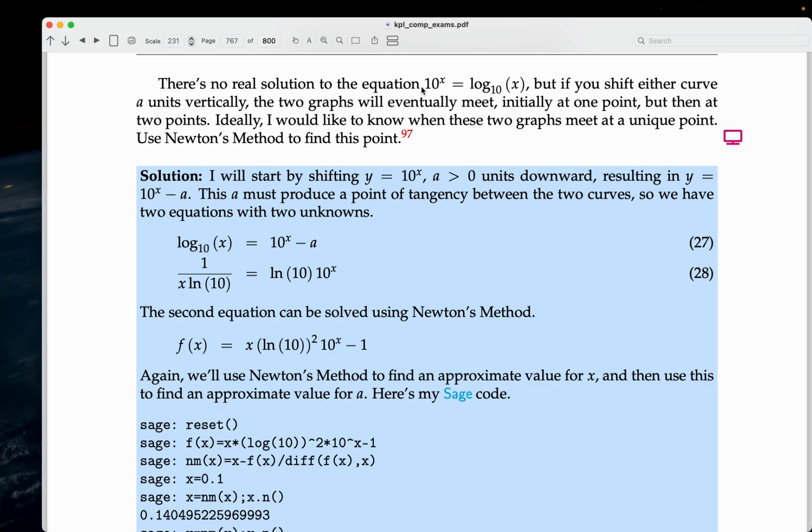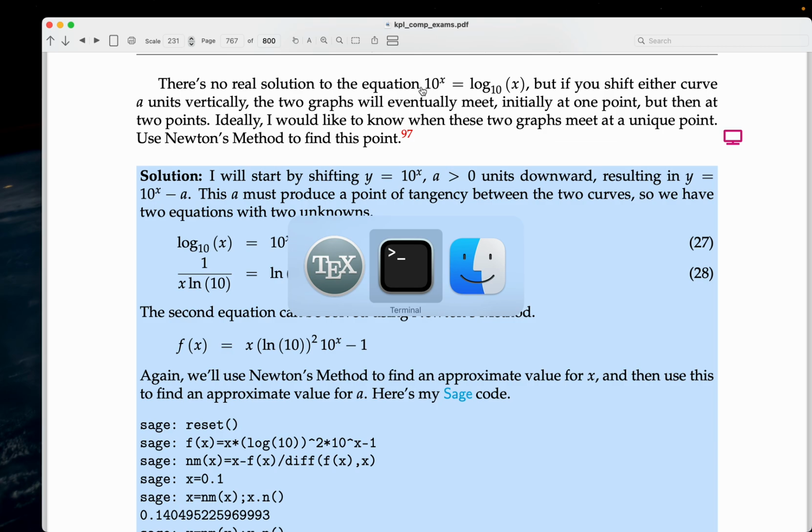And how they translate these things over here, they're shifting down the exponential until it hits the log function at a unique point, which means a point of tangency. We already went through the derivation of the formula. And what I'm going to do is use Newton's method now. So let me do that.